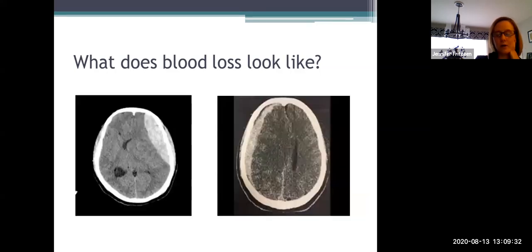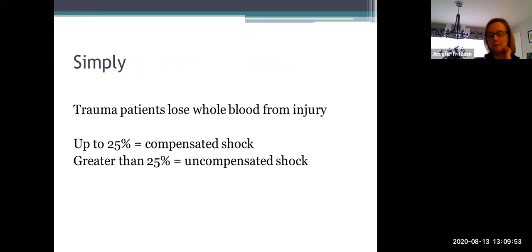And then of course we have our head injured patients with our subdural and epidural hematomas. Now, unlike our abdominal injuries and our osseous injuries, the head is not going to hold nearly as much blood, and so we really won't see a lot of kids with just a TBI having issues with their H&H or with hemorrhagic shock. So really simply, trauma patients are going to lose whole blood from their injuries.